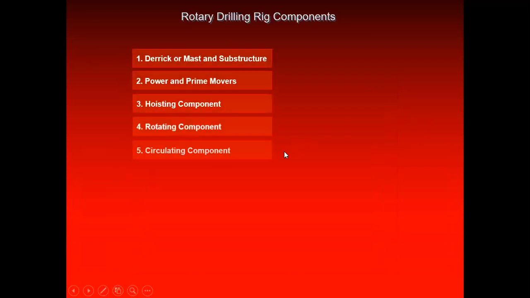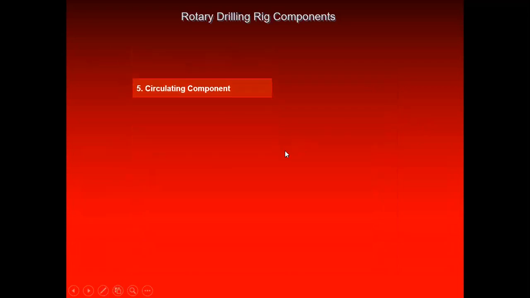Okay, now I will show you actually how this rotating system works.